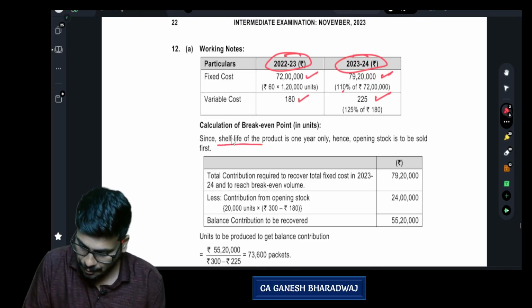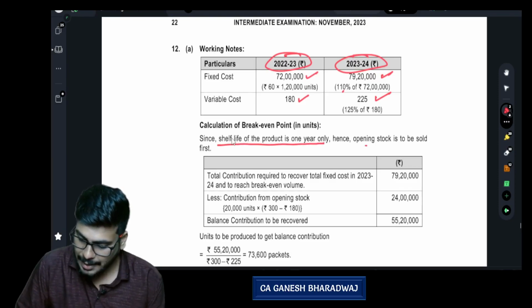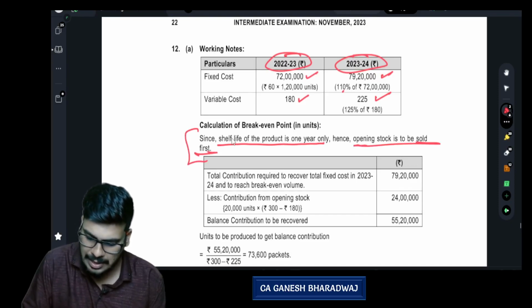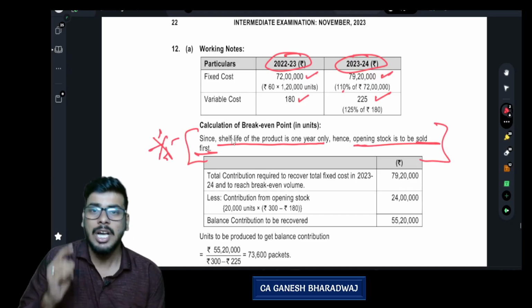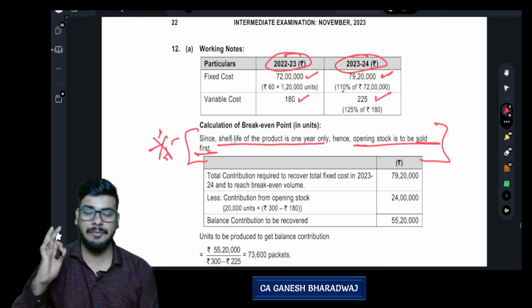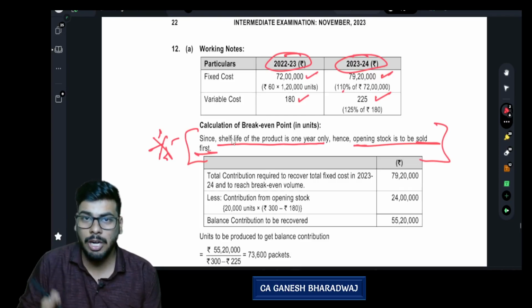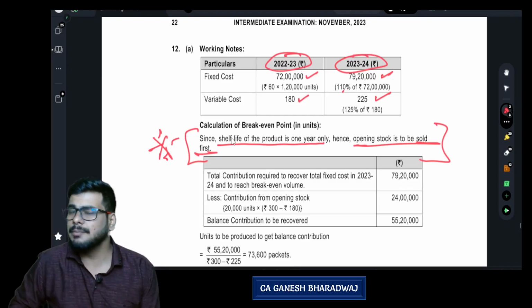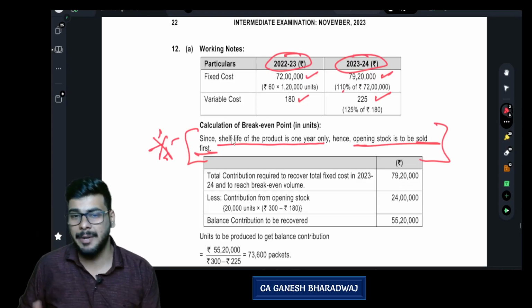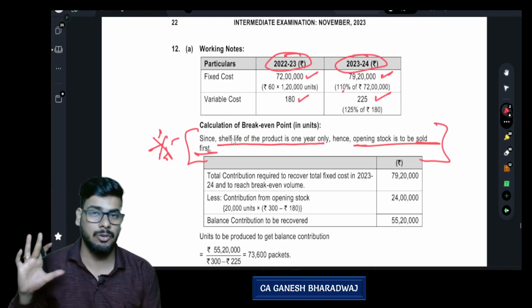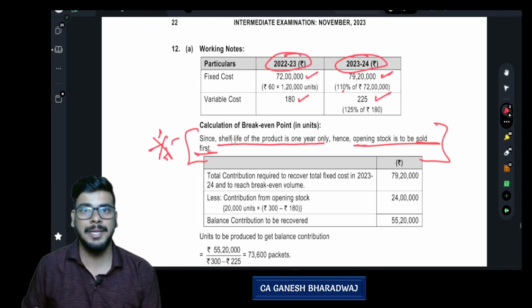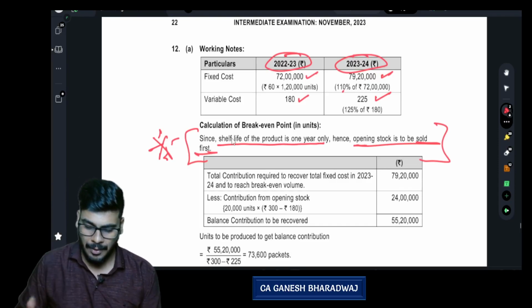Since the shelf life of the product is 1 year only, hence the opening stock is to be sold first. Very, very important thing. Look at how beautifully they have given the interpretation. Now, had you not noticed this question, in the exam, this would have definitely been a surprise element. I'm not saying you will not be able to crack it, no, I'm not saying that. But this might not strike you. Fine. So look at this.